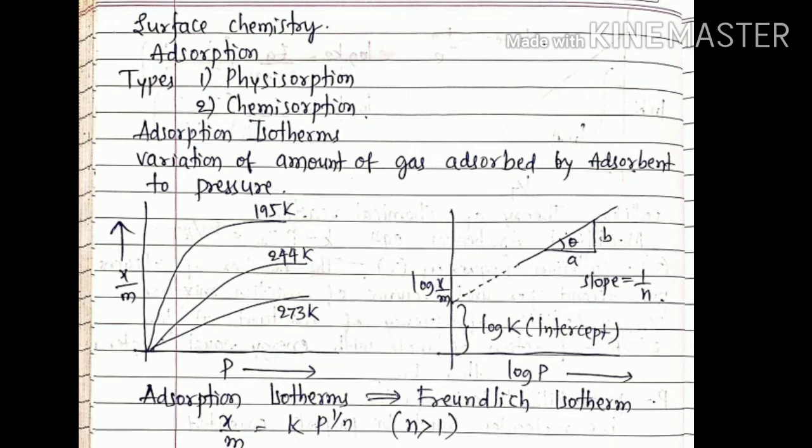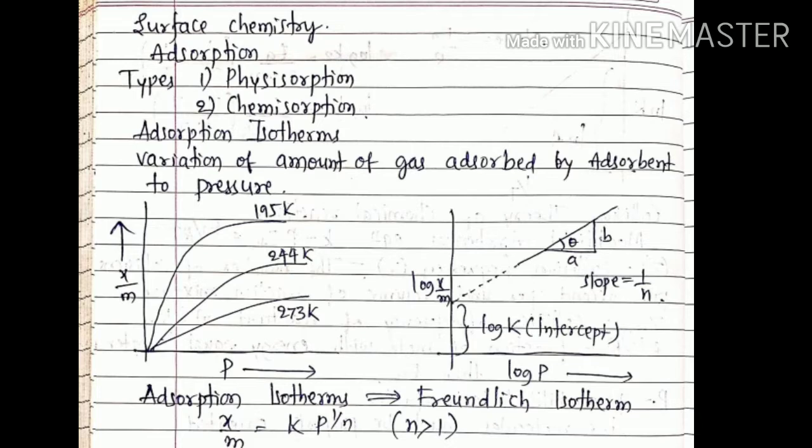In this video, I will discuss surface chemistry. The first chapter is adsorption. Types of adsorption: there are two types of adsorption, one is physisorption and the second one is chemisorption. Adsorption isotherms are there: the variation of the amount of gas adsorbed by the adsorbent with a given pressure.